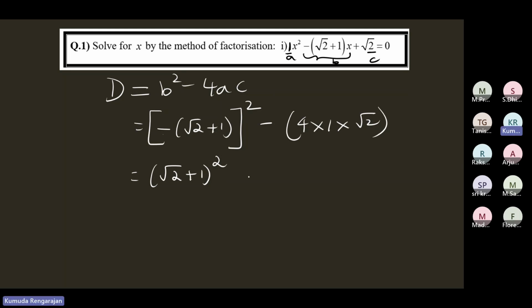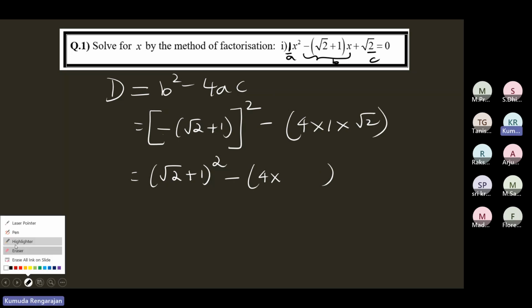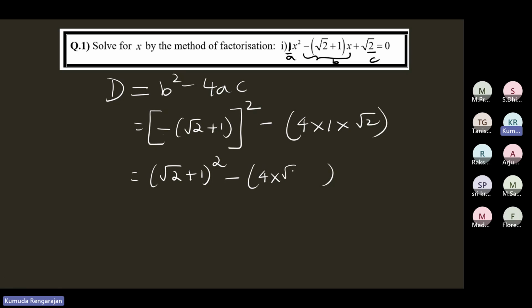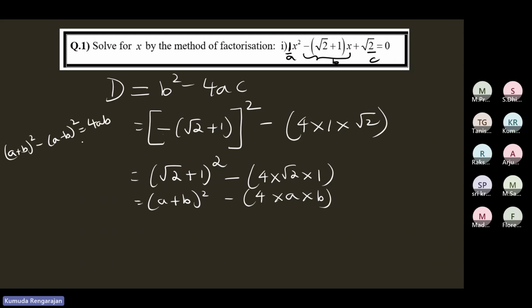So (root 2 plus 1) the whole square minus 4 into 1 into root 2. Now, if you want, you can use the identity here. Let me write this 1 into 2 as 2 into 1, 4 into root 2 into 1. So this is of the form (a plus b) the whole square minus 4 into a into b. So we have an identity: (a plus b) the whole square minus (a minus b) the whole square is equal to 4ab.